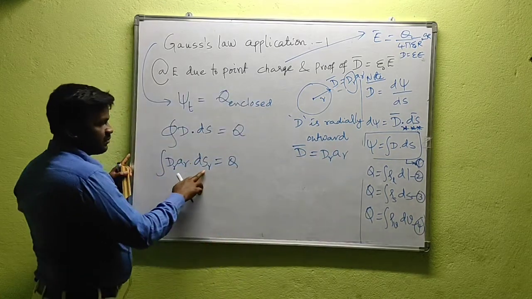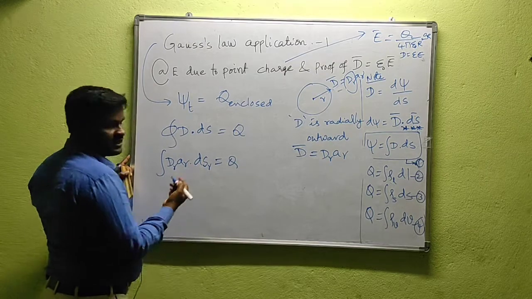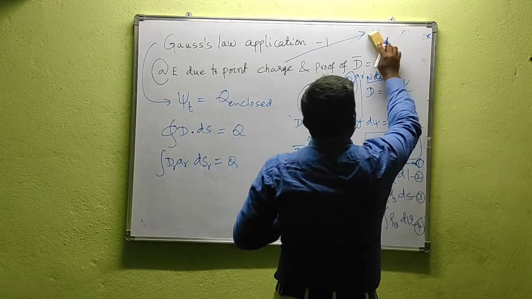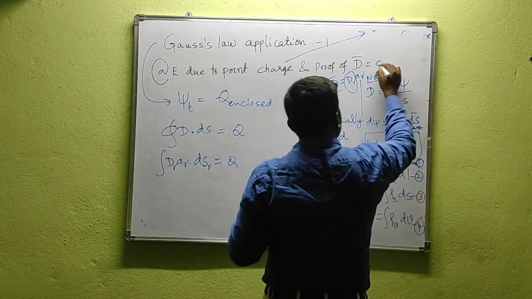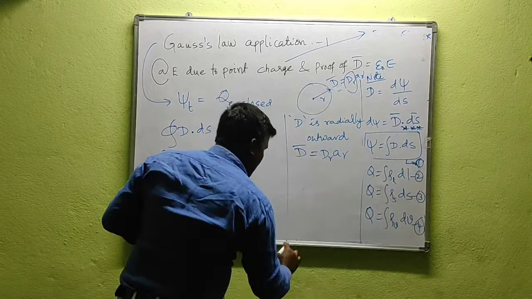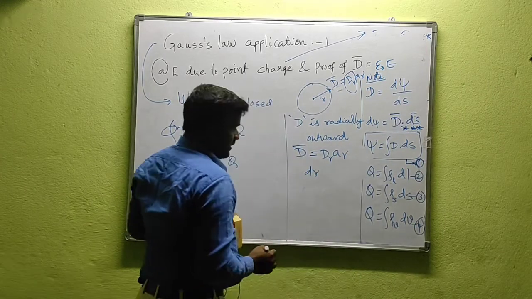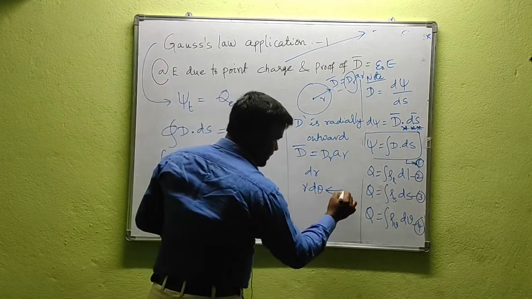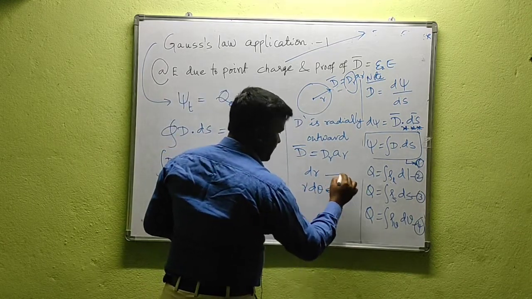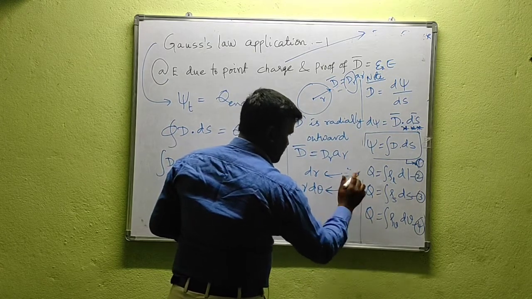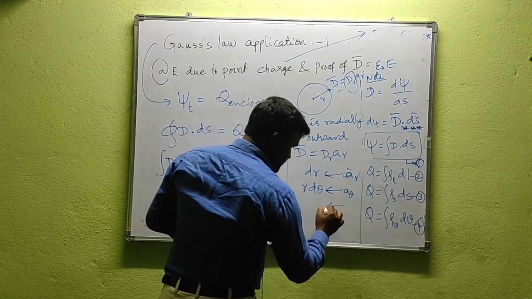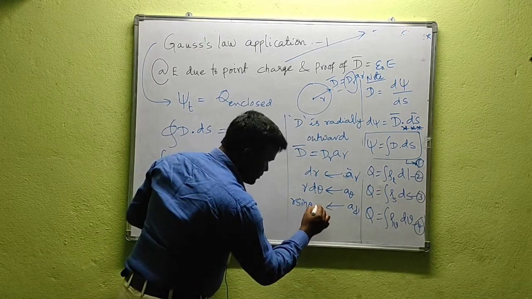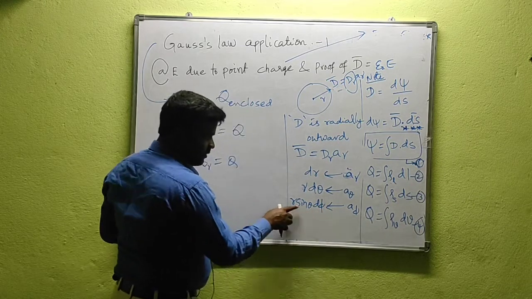Then the differential surface area normal to R: this dS suffix r represents the differential surface area normal to R. What are the differential elements? Along the R direction, the differential element is dr. Along the theta direction, it is r d theta, along a theta, where theta is the angle made by R. Along the R direction, a r. Along the phi direction, a phi, where phi is the angle made by R sin theta, so the differential element is r sin theta d phi.